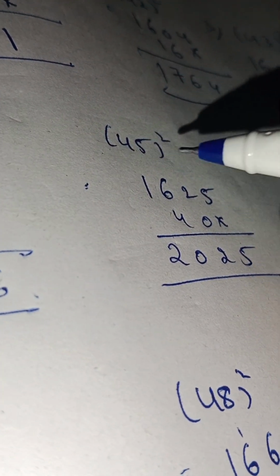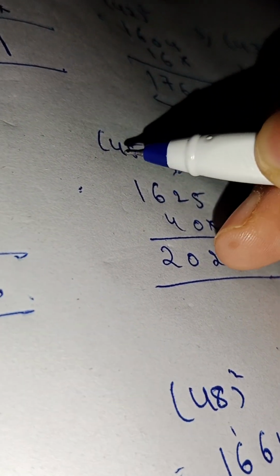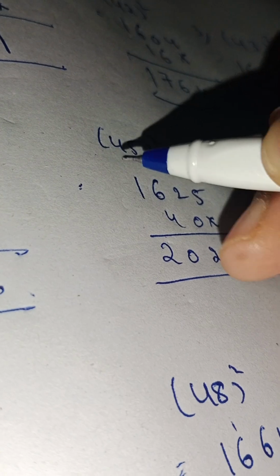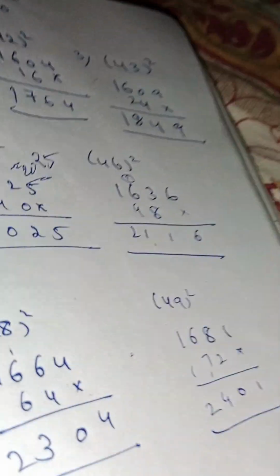So what we have to do, we have to do 5 square, that is 25. After 4, what will we be getting? 5. 5 4s are 20, 2025. This is also the other method.